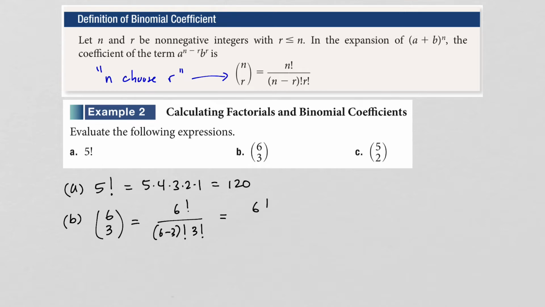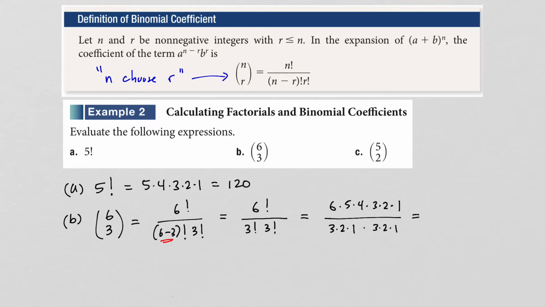So this is 6 factorial divided by, right here, 6 minus 3 is 3, so that's 3 factorial times 3 factorial. And now we'll just expand it. 6 factorial is 6 times 5 times 4 times 3 times 2 times 1, divided by 3 factorial is 3 times 2 times 1, and then 3 factorial again is 3 times 2 times 1.